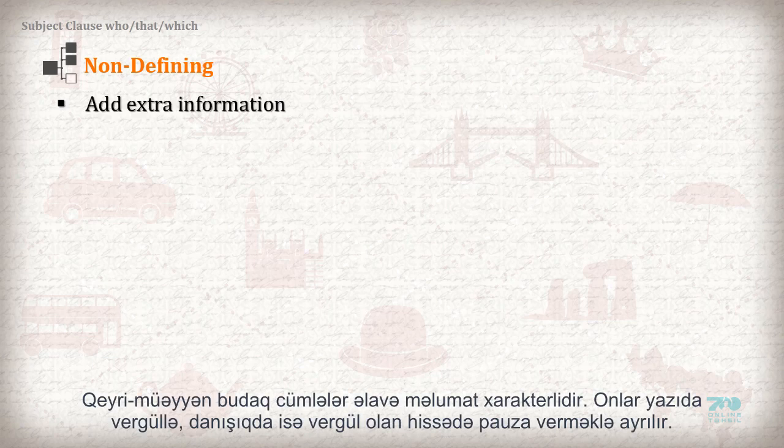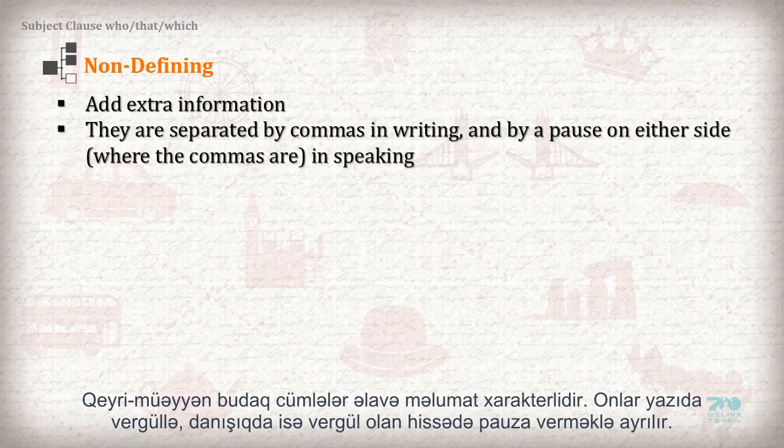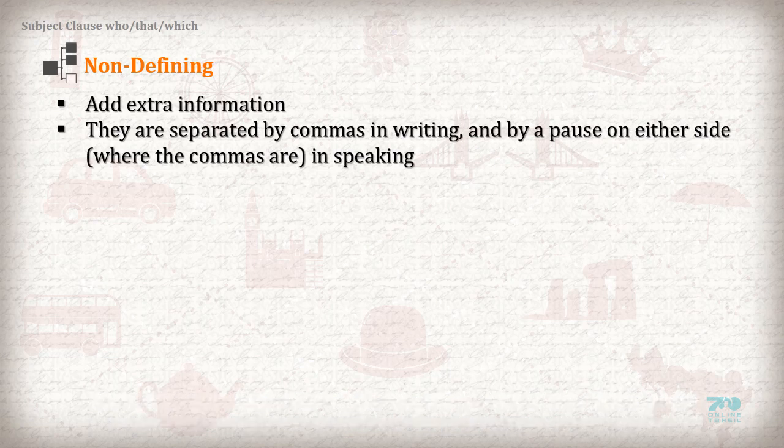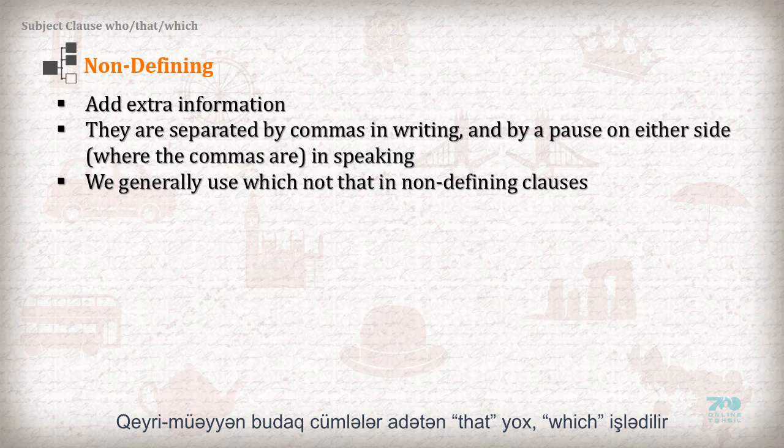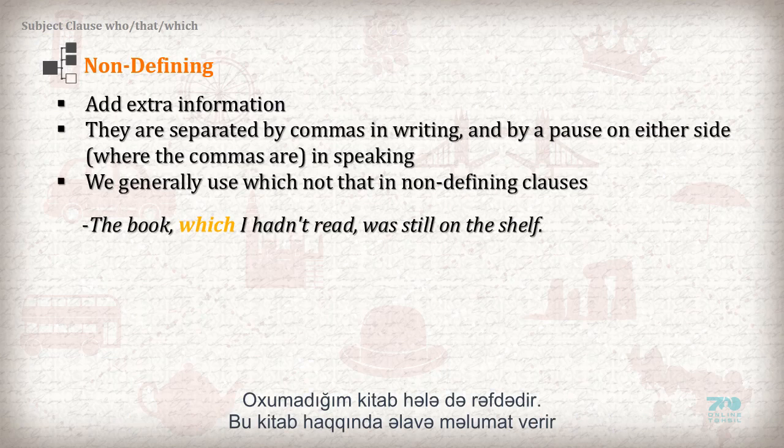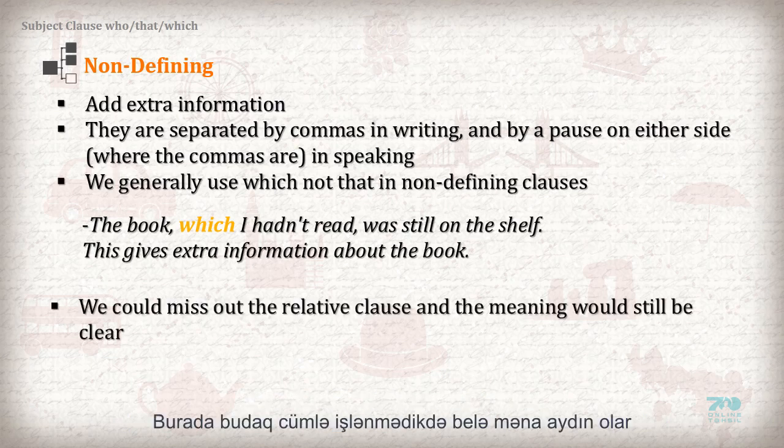Non-defining. Non-defining clauses add extra information. They are separated by commas in writing and by a pause on either side, where the commas are, in speaking. We generally use which, not that, in non-defining clauses. The book which I hadn't read was still on the shelf. This gives extra information about the book. We could miss out the relative clause and the meaning would still be clear.